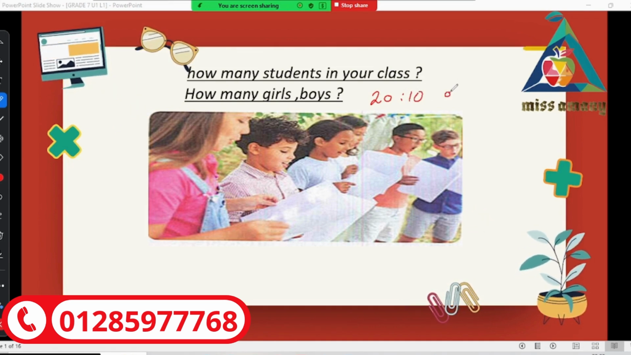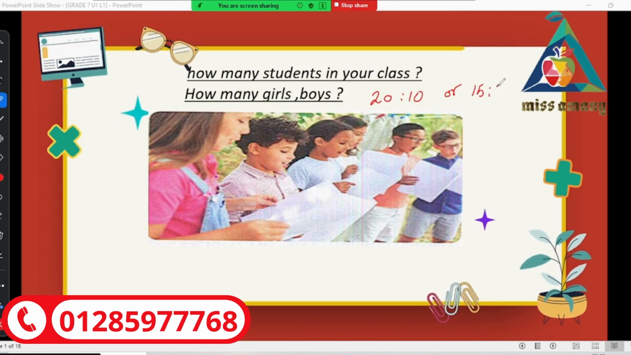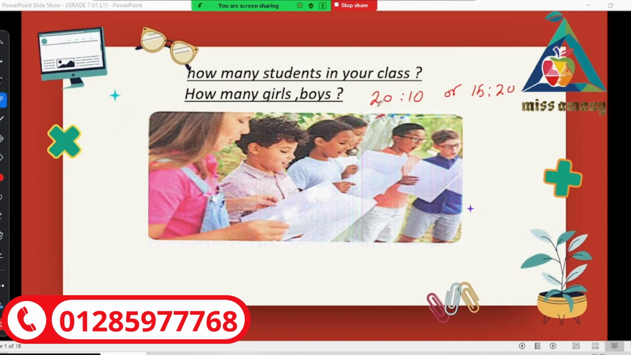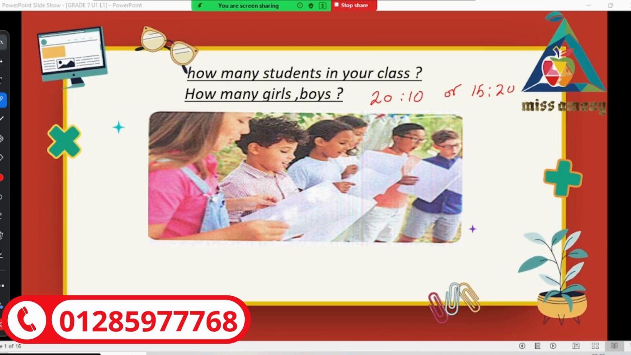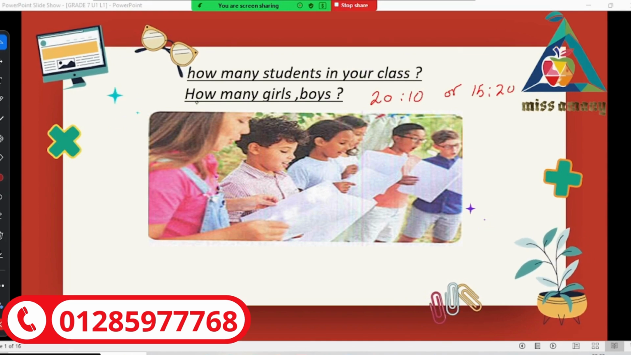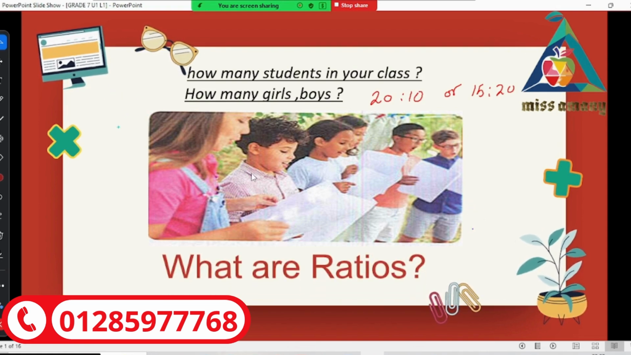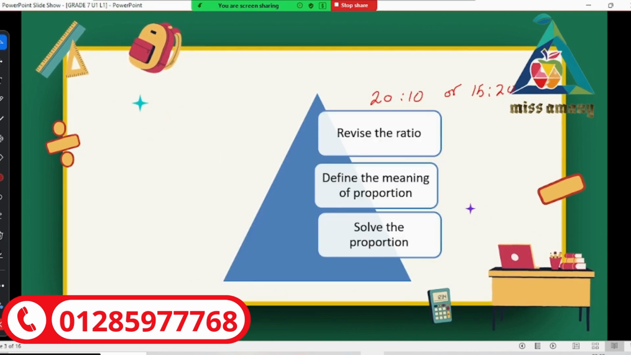Or maybe 15 girls and 20 boys. Yes. What happened here? We compared between the number of girls and the number of boys. This is the title of our lesson today. The comparison between two quantities is a ratio, and our lesson today talks about ratio and proportion. Then the title of our lesson: ratio and proportion.